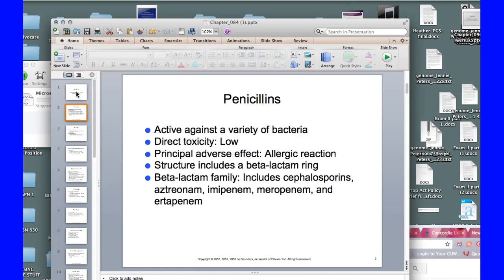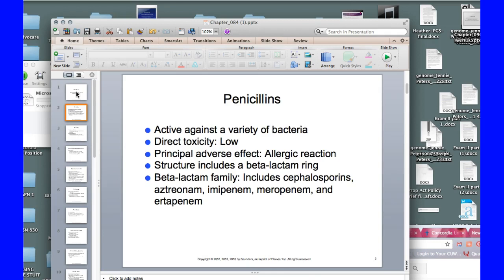Penicillins were the first ones to come out in the 30s and 40s. They're active against a variety of bacteria and have low toxicity, but there are a lot of allergies related to penicillin. Through your nursing career, you'll see that people are allergic to penicillins for a variety of reasons. It's just one of the most common drugs to have allergies to.